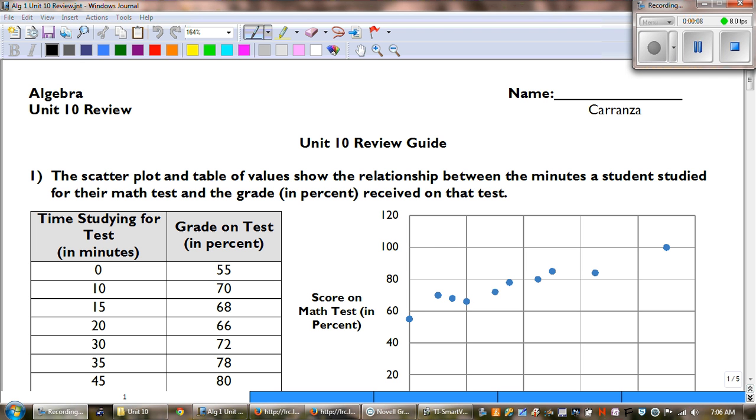This is our big study guide before the test, so make sure you're taking good notes. If you've got a flip book and you want to put some of these problems in there, that'd be a great idea.